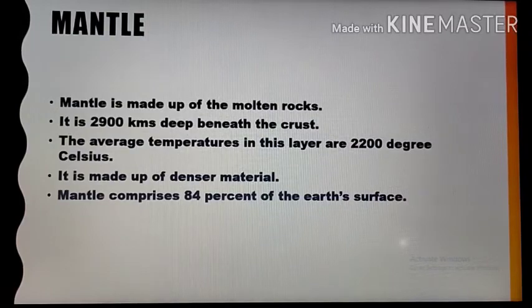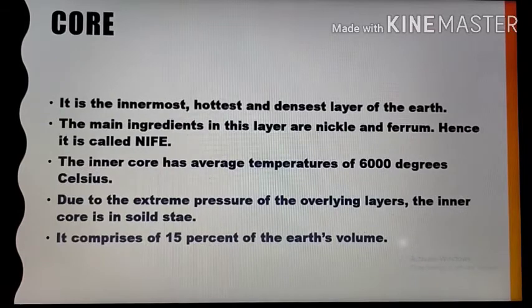Now coming to the next point, that is the core. The core is the innermost layer with a radius of about 3500 kilometers. It is mainly made up of nickel and iron and is called Nife, where Ni stands for nickel and Fe stands for ferrous, that is iron. The central core has a very high temperature and pressure. This is the zone which accounts for Earth's magnetism.